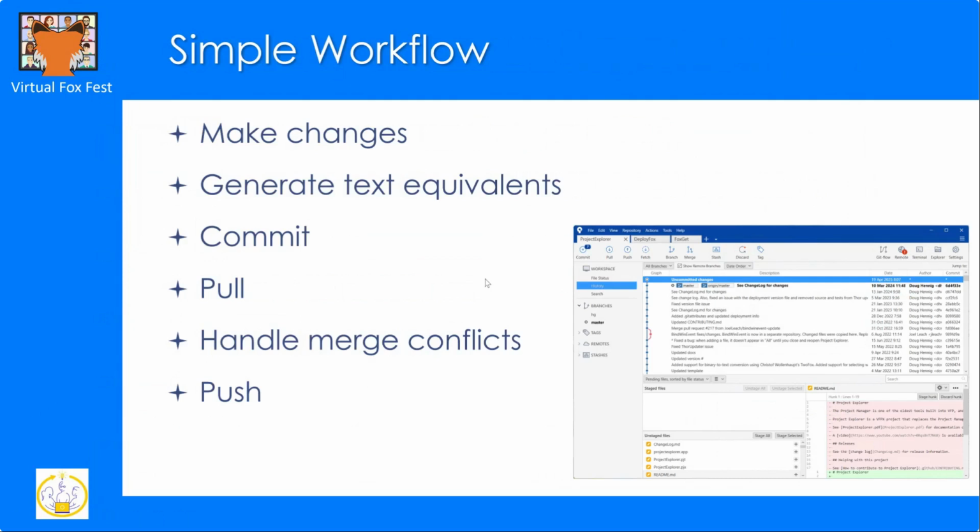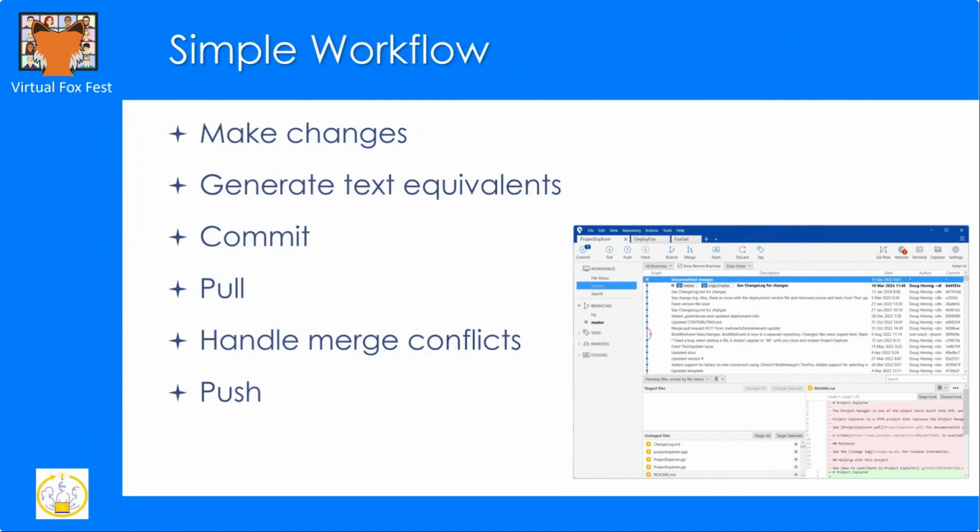We're going to make changes. We're going to generate the text equivalents for any binary files that we change. If it's just a PRG, then that step would get skipped, but we will generate the text equivalents. We'll commit. We'll pull. We'll deal with any merge conflicts, if there are any. We'll talk about that. And then we'll push. So we're going to use this cycle over and over again: make changes, generate text files, commit, pull, deal with the merge conflicts, push. So let's go and start working.